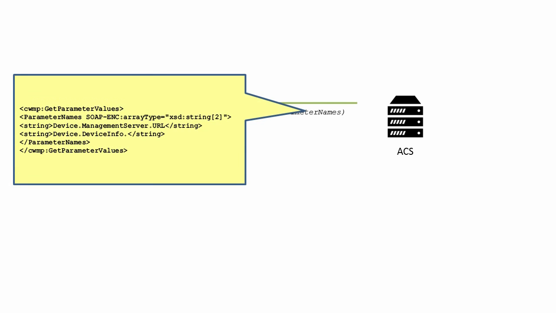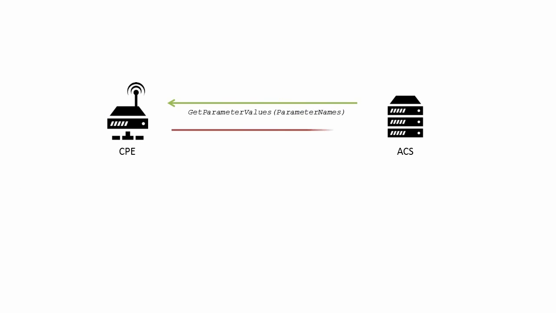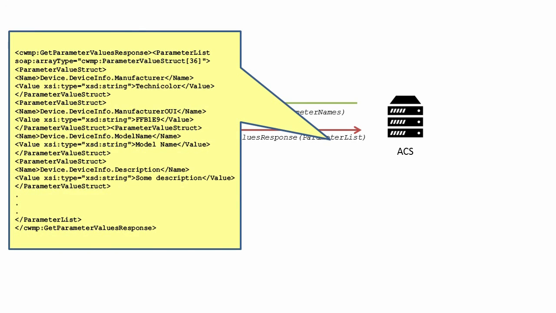The GetParameterValues RPC is the mirror of SetParameterValues and has a much simpler syntax. It takes one argument, ParameterNames, which is an array of strings containing both complete and partial data model paths, like those we discussed in GetParameterNames. The GetParameterValues response returns our familiar parameter list array with a set of ParameterValueStruct elements similar to SetParameterValues, giving the parameter name and its value.